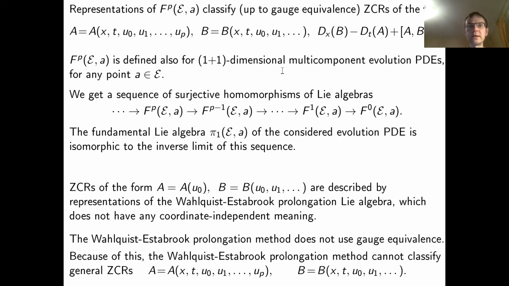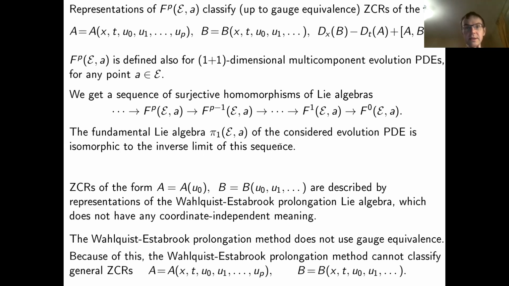So as I said, I explained here the case of scalar equations, but everything works for multi-component equations as well. So we get, as a result, a sequence of surjective homomorphisms of Lie algebras. And it turns out that the fundamental Lie algebra of the evolution PDE is isomorphic to the inverse limit of this sequence.